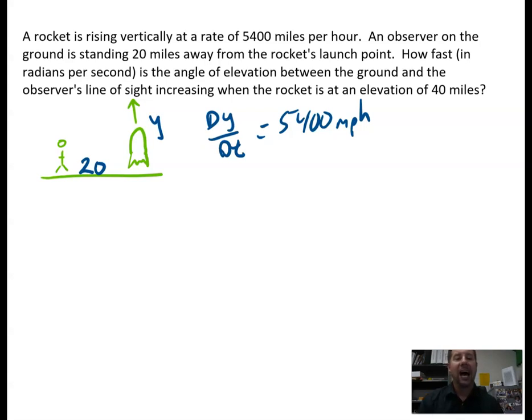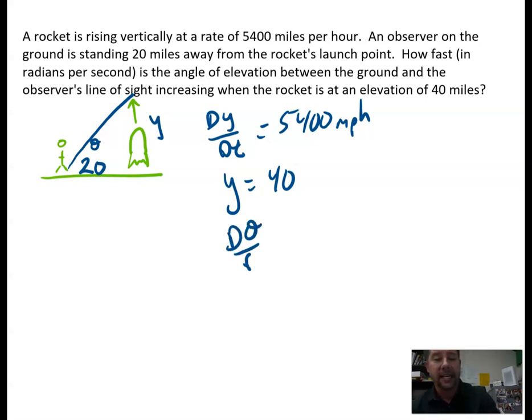How fast in radians per second is the angle of elevation between the line of sight and the rocket changing when it's at an elevation of 40 miles? So I want it when y is 40. I'm looking for how fast the angle theta is changing, so I'm looking for d theta/dt in radians per second. That's the information I'm dealing with right here.